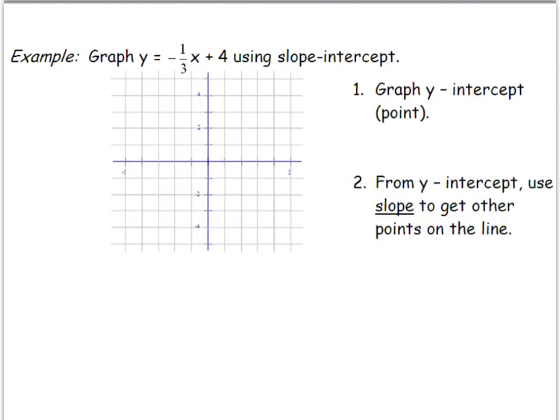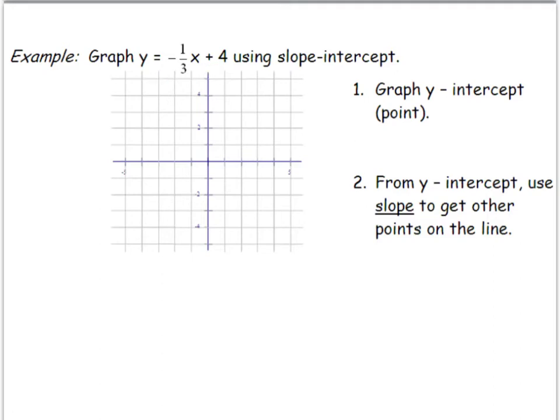So in this example, we're going to try to graph out an equation. And the equation, hopefully you notice, is written in slope-intercept form. And when it's written in slope-intercept form, it's actually nicer to graph because you can just pull the y-intercept and its slope right away.